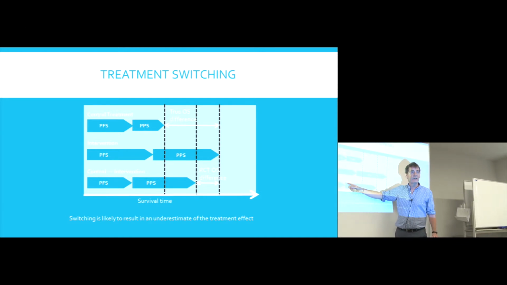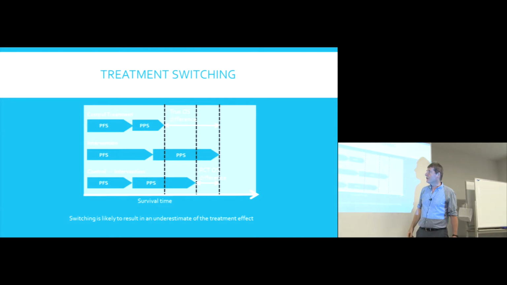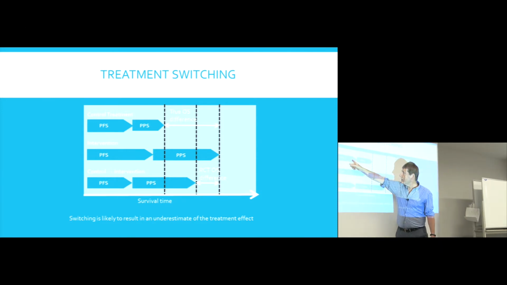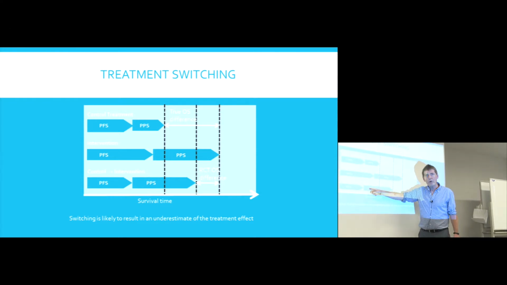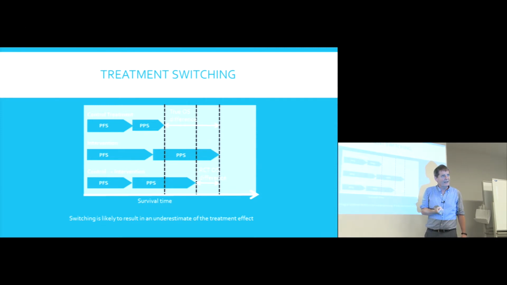Now, the problem caused by treatment switching is that some patients start in the control but then go on to the intervention. While they might have a similar progression-free survival, because they switch after progression, their post-progression survival is being influenced. Because they're getting the intervention, they're getting some of the benefit of that intervention.